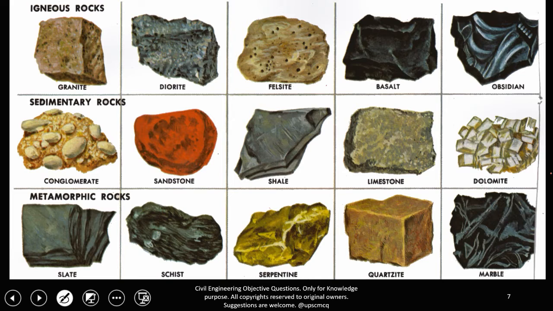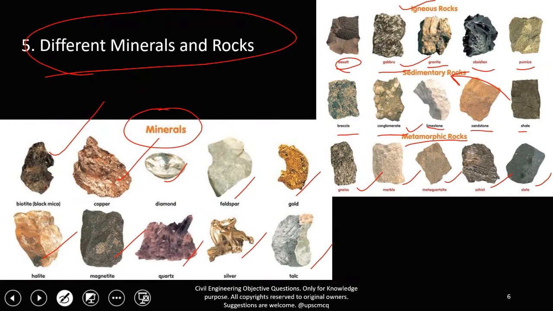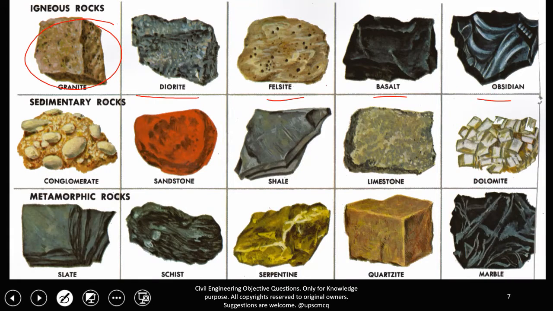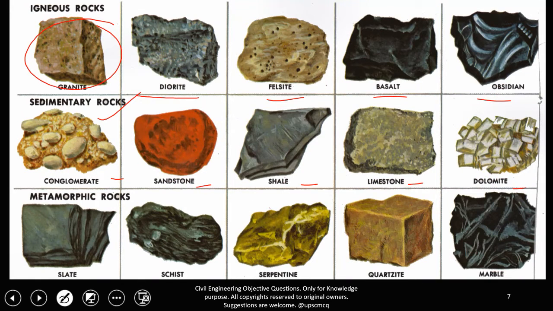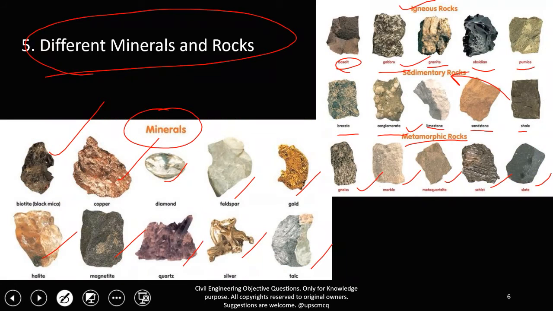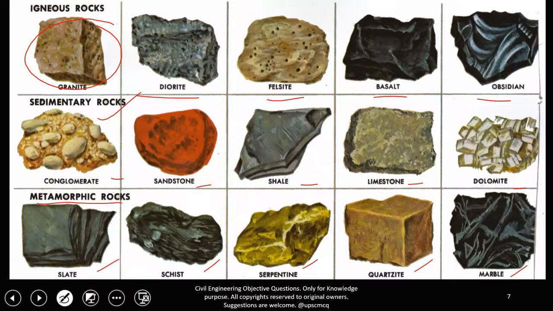There is one more slide that defines these rocks. Igneous rocks: granite, diorite, felsite, basalt, obsidian, in addition to gabbro and pumice. Sedimentary rocks: conglomerate, sandstone, shale, limestone, dolomite, and breccia. Metamorphic rocks: slate, schist, serpentine, quartzite, marble, and gneiss.